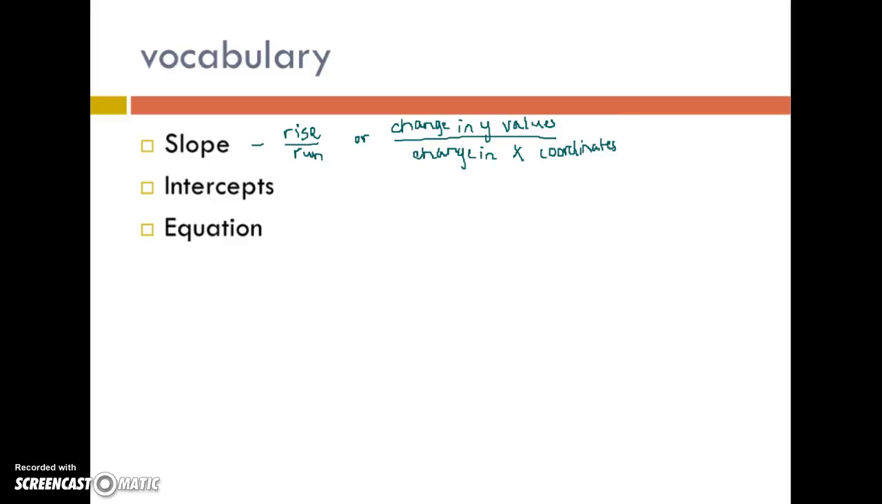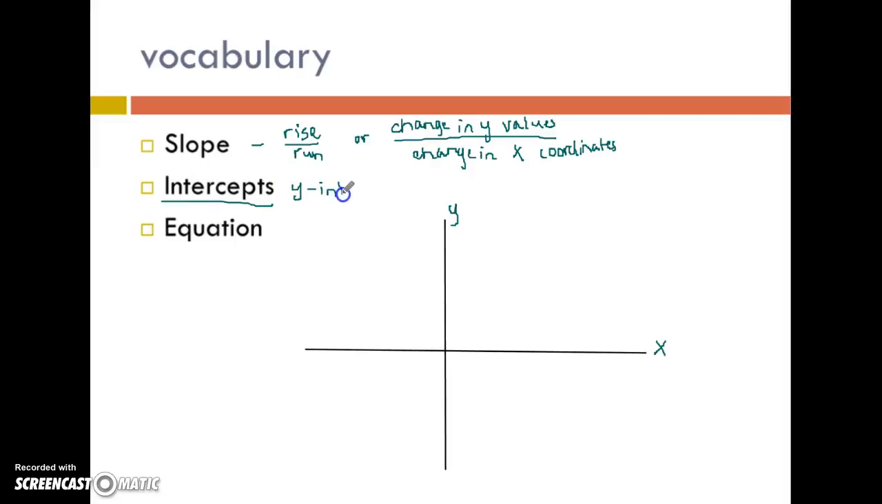The intercepts, if you think of a coordinate grid, you have a y-axis and you have an x-axis. And an intercept means it's crossing one of those. It's intercepting one of the axes. And specifically in this lesson, we're going to be talking about y-intercepts. So that means we are looking at where a point is crossing our y-axis. So a y-intercept means that point on that line is somewhere on this y-axis.